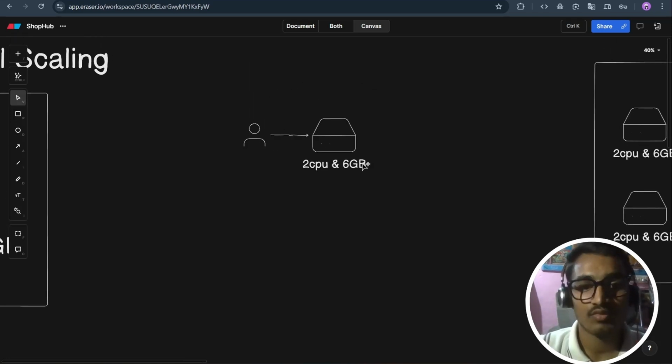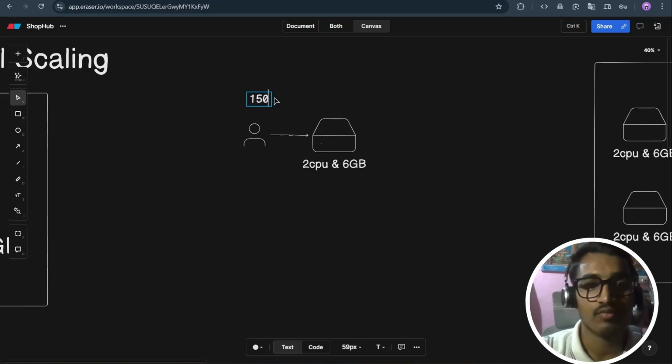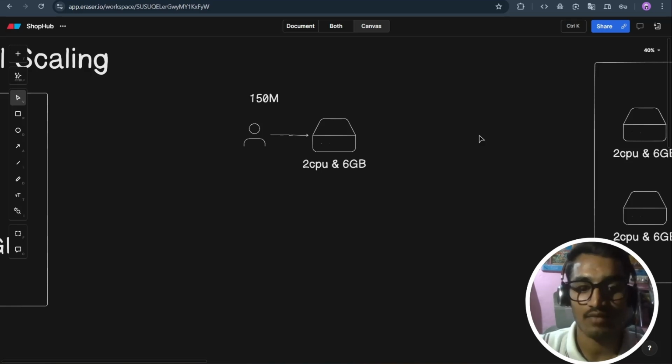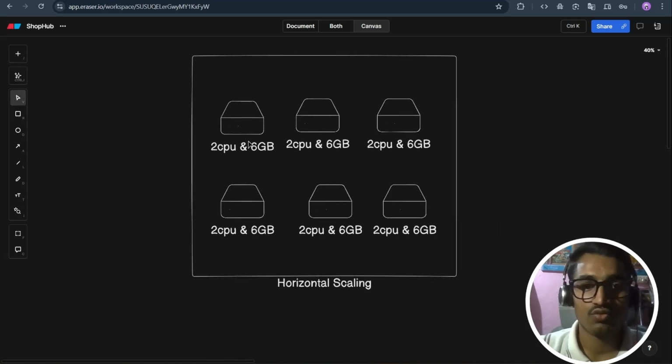Same problem: your application is deployed on one server of the same size and memory, and suppose 150 million users are going to hit the server where your application is deployed. As we discussed, this server is going to crash, so we use horizontal scaling. Okay. What is horizontal scaling? We increase the number of servers of the same size.